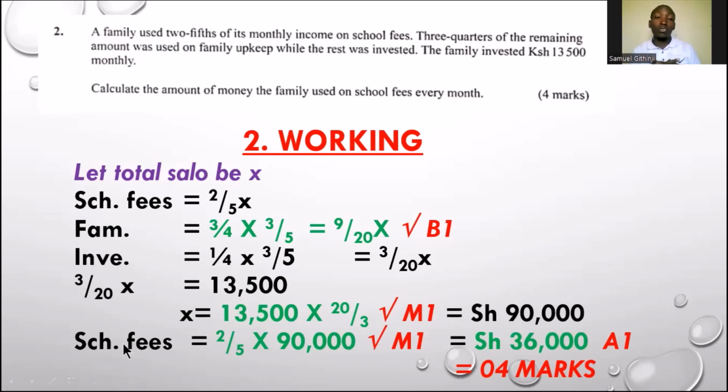Then what was used on school fees? Now that we know the value of x, the total monthly income for this family is 90,000. So 2/5 of x, I multiply that and I get a method mark. Then I get the answer, 36,000. That is how the student was to do that question, whichever other approach the student will use, provided the working is correct. That is it. Question 2, well done.